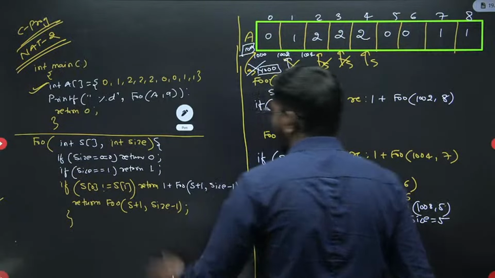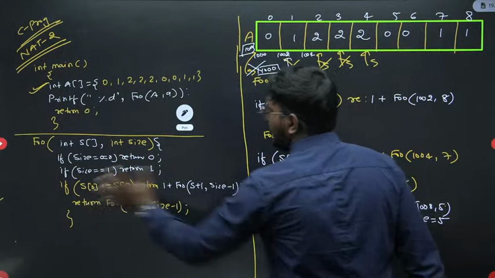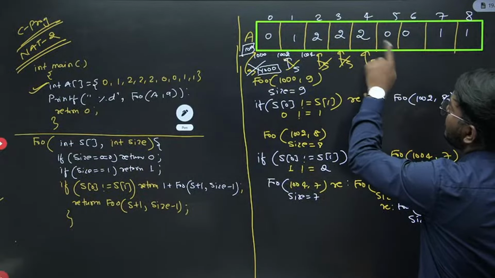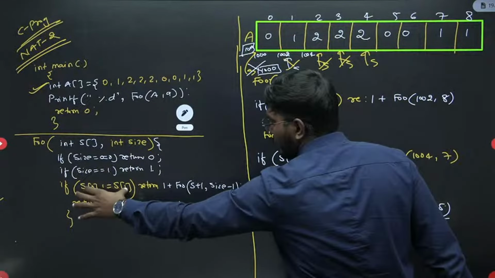So again the size is not 0 or 1. Then again go next here. What is S of 0? S of 0 is 2. What is S of 1? S of 1 is 0. So 2 and 0 both are not equal. If both are not equal, if it is true, then return this.